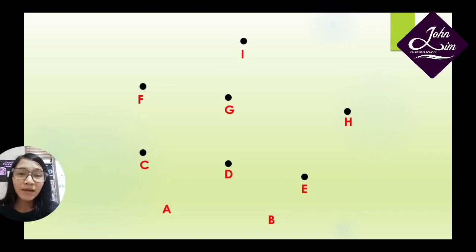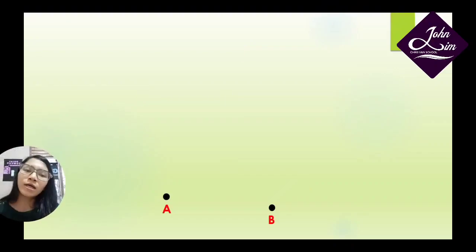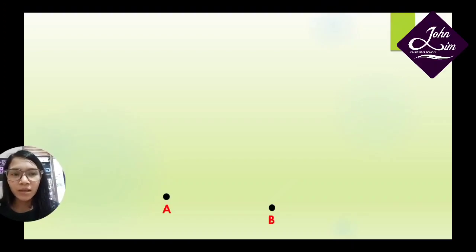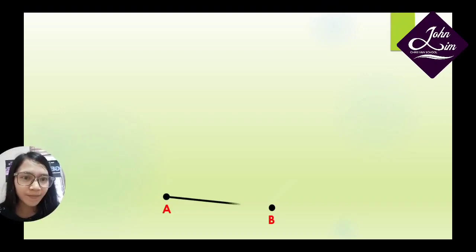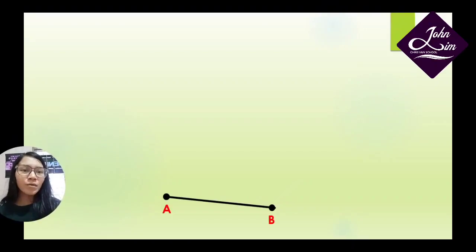Okay, now I'm going to focus on two points here. They are point A and point B. So let's eliminate the other points. Now we have two points here, point A and point B. Now if you start from point A and go to point B with a straight path and you draw it like this, now we get a line. We get a straight line.